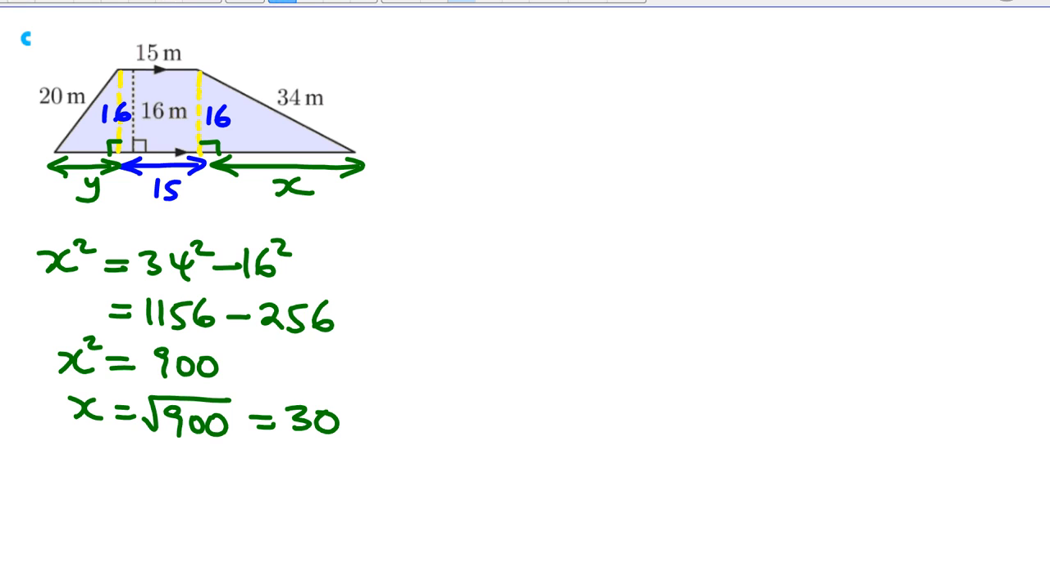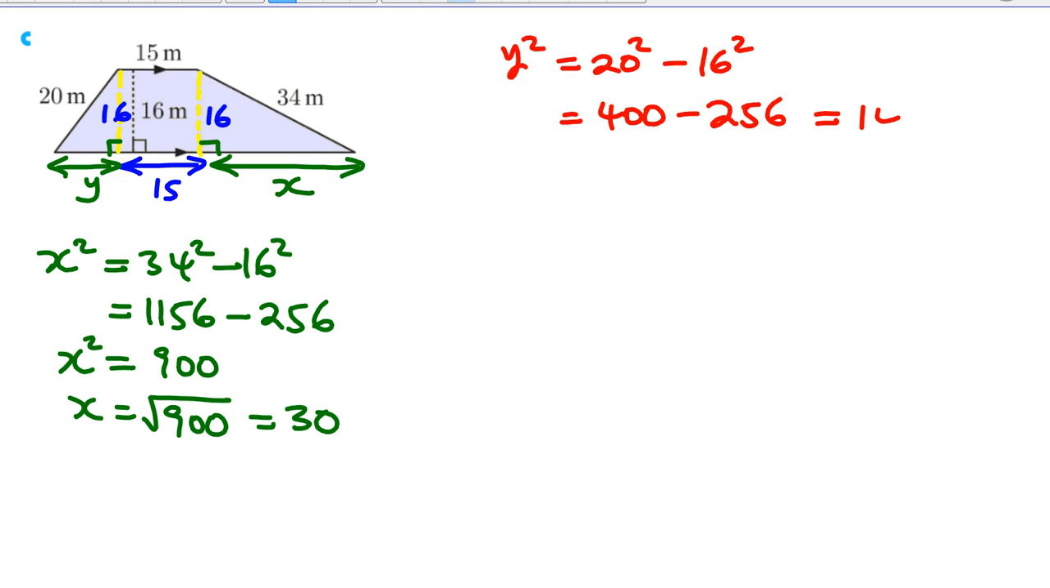And then y squared is the shorter side, so that will be 20 squared minus 16 squared. That will give me 400 minus 256, that will be 144. So y will be the square root of 144, which is 12. So what you're seeing here is this length here is this one. X is 30, y is 12.